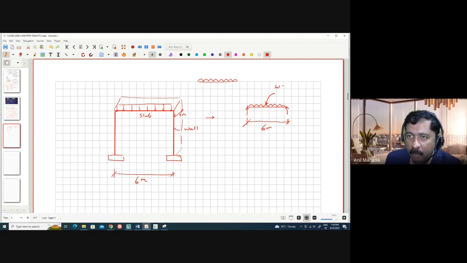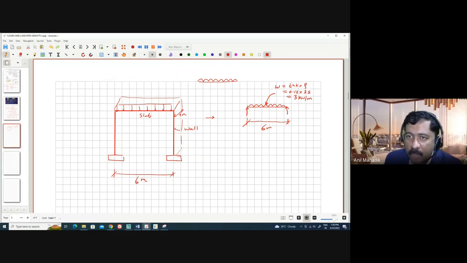W is nothing but that thickness into density. Thickness is 0.12 for the slab, density is 25. So the load is 3 kilonewton per meter square. As we are doing for 1 meter, you can say it is per meter now, if it is for 1 meter only.